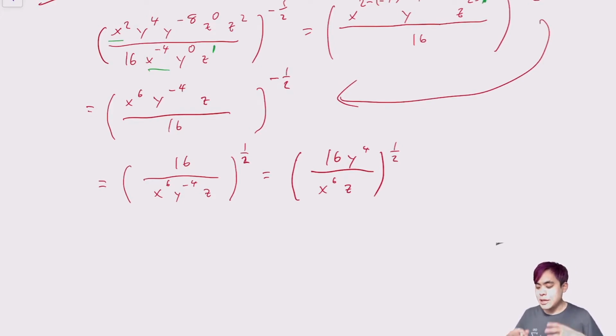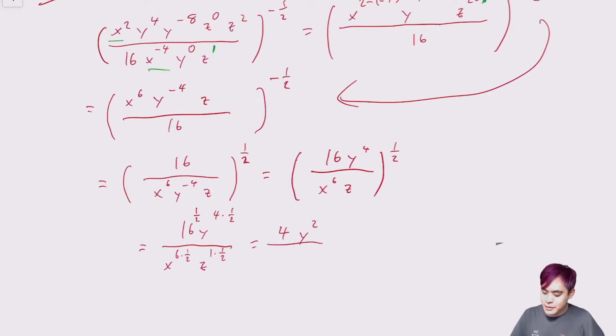And when you take the entire thing to the 1/2 power, what you do is you just multiply through the exponents. So that's now 16 y to the 4 times 1/2, x to the 6 times 1/2, and z to the 1 times 1/2. So then that's equal to, oh, but don't forget the 16 is also to the 1/2. Well, what is 16 to the 1/2 power? 16 to the 1/2 power is just 4. So that's equal to 4y squared x cubed z to the 1/2.